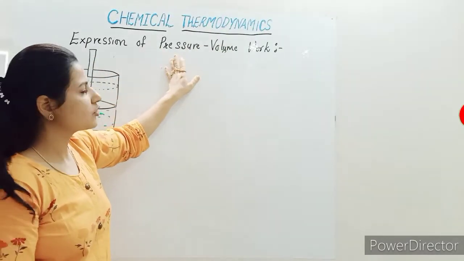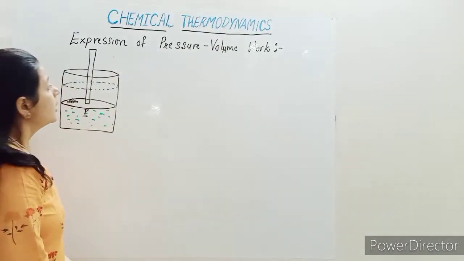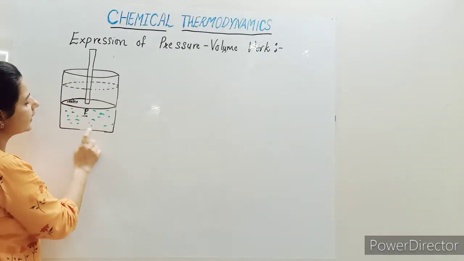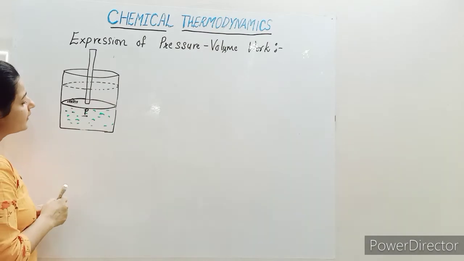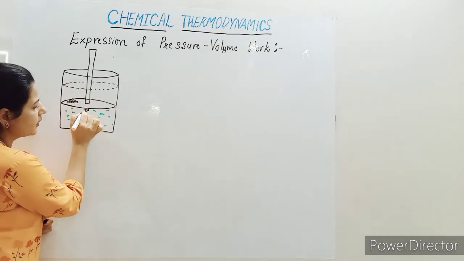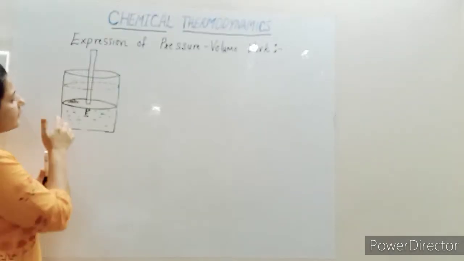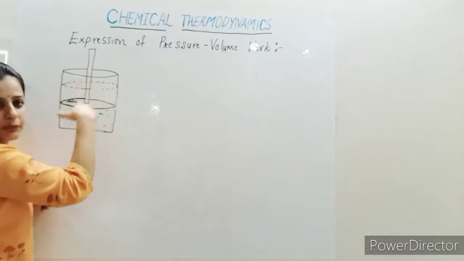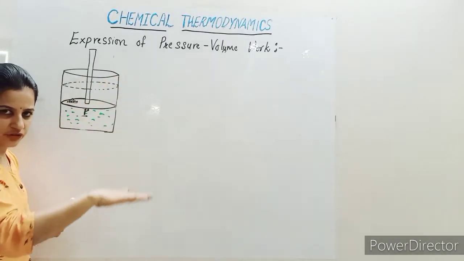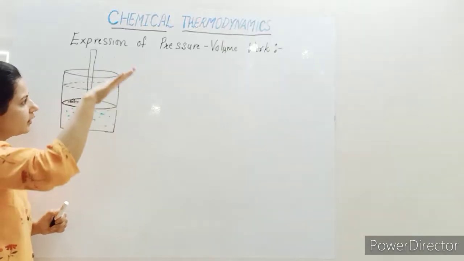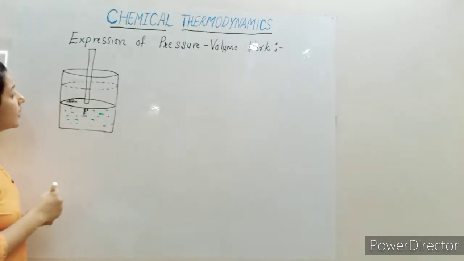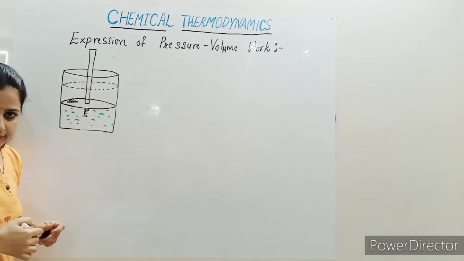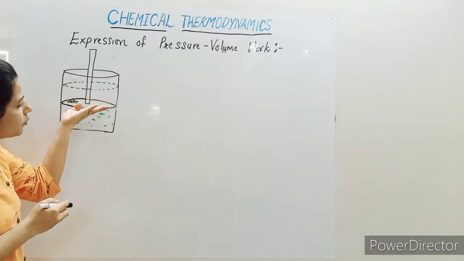Let us derive an expression for the pressure volume work. For this, I have taken one cylinder and in this cylinder I have taken a gas and this gas has suppose the pressure P. Okay, over this cylinder I have fitted one piston. This piston can be moved in both the directions, means it can be moved in the upward and the lower direction.